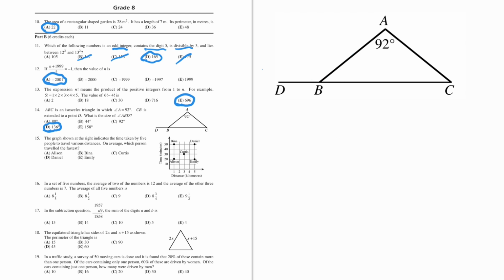Number 15. The graph shown at the right indicates the time taken by 5 people to travel various distances. On average, which person traveled the fastest?